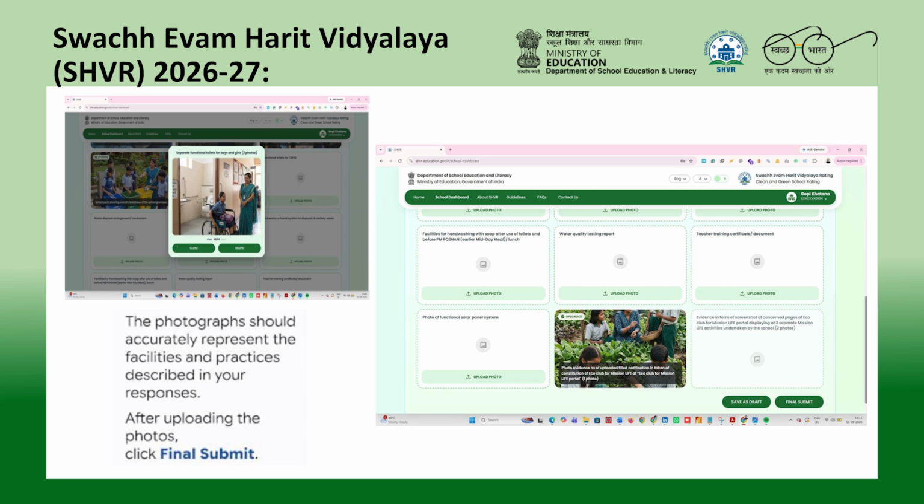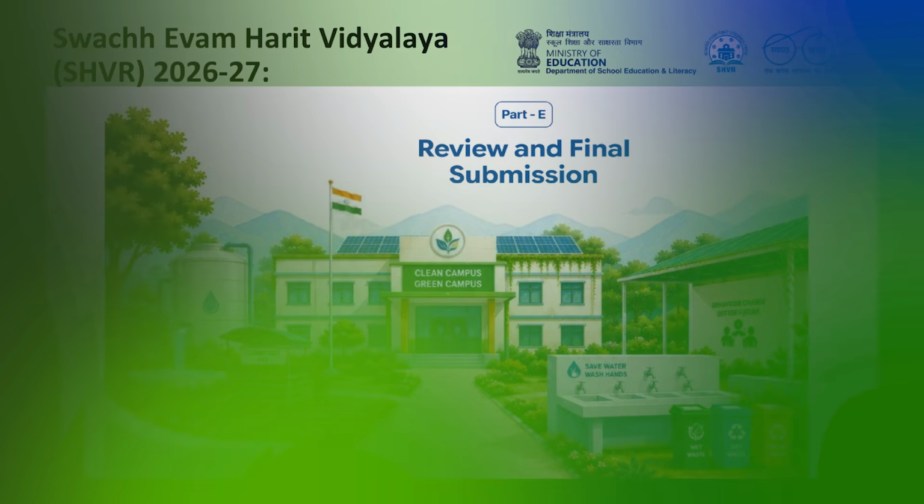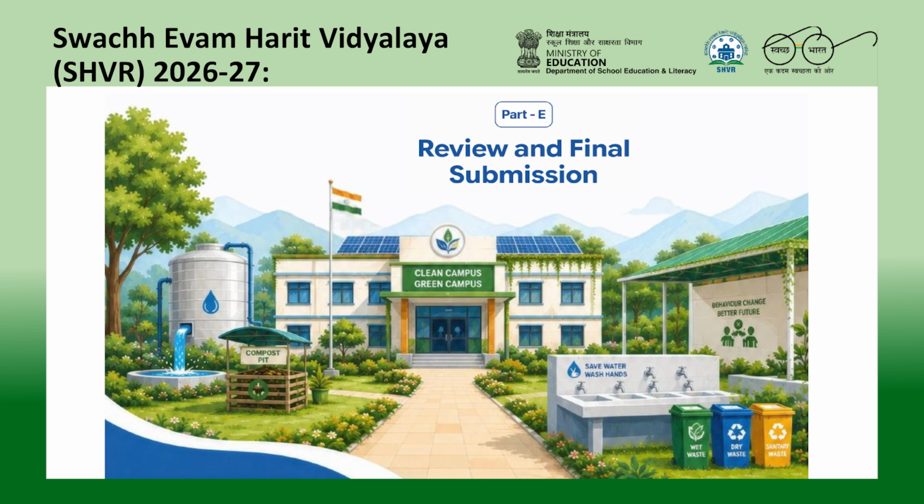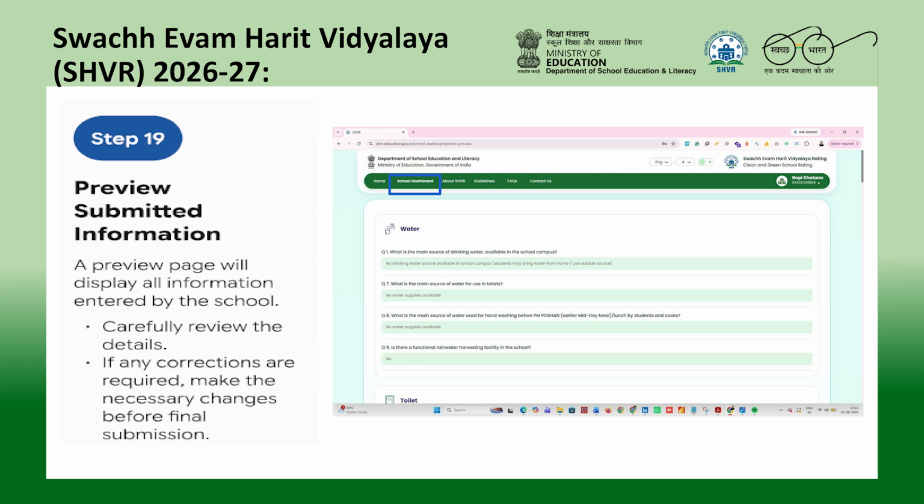Once the survey and photo upload process is complete, we move to the next stage, review and final submission. This is an important step as it allows you to verify the information before submitting the form. Click on Final Preview to carefully review all the information entered in the self-assessment form and the evidence uploaded. Check every section for completeness and accuracy. If any correction is required, make the necessary changes before proceeding.